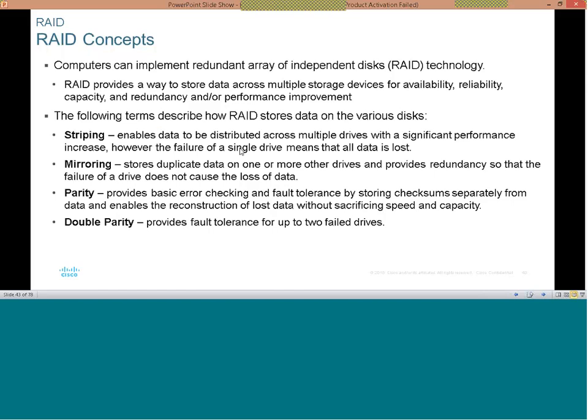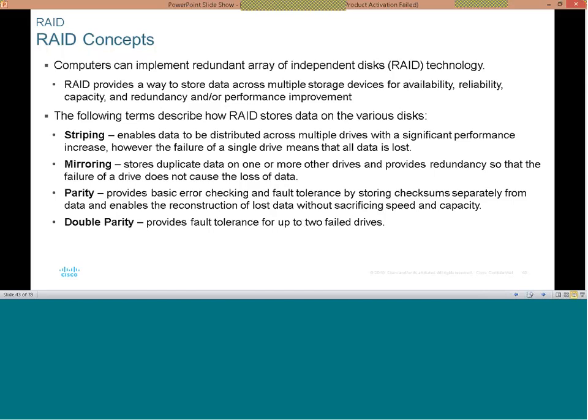And a mirror stores a duplicate. When it comes to mirroring, you have a duplicate of that data on one or more drives, and that actually provides redundancy, such that if one drive fails, it does not cause the loss of data, because that information is actually mirrored on the other drive.